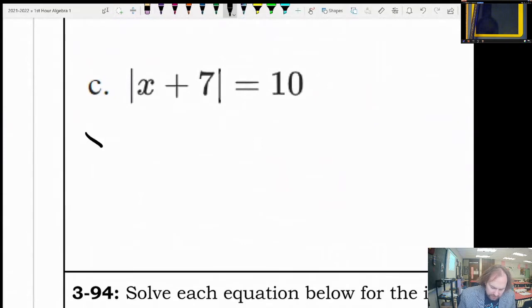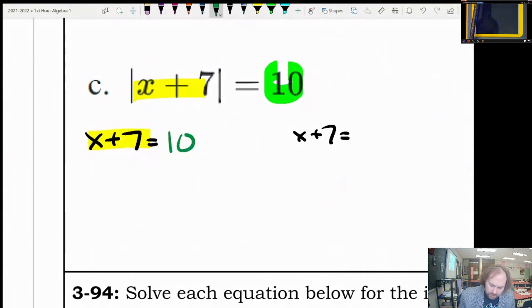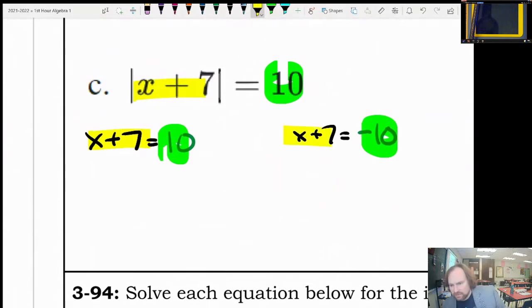Next question we got is question C, where the absolute value of x plus 7 equals 10. Again, this is going to be solved the same way. Take that inside part, x plus 7. You're going to write it twice. x plus 7 equals and x plus 7 equals. One of these will equal 10. The other one equals negative 10. That's the same pattern every time. The more you can get used to it, the better. So you get the same x plus 7, one equals 10, one equals negative 10.